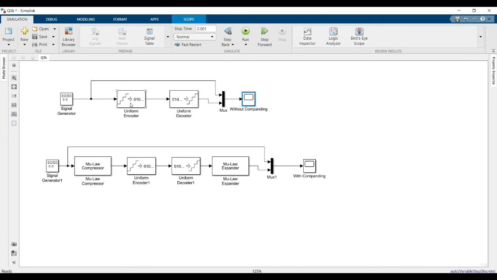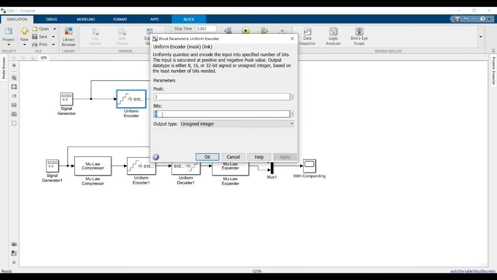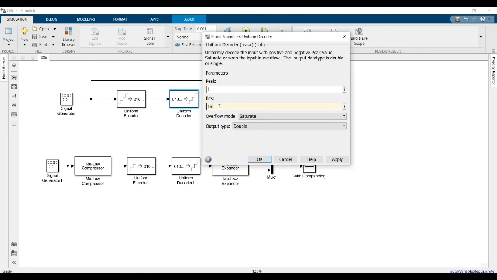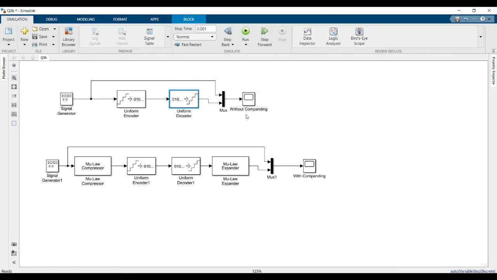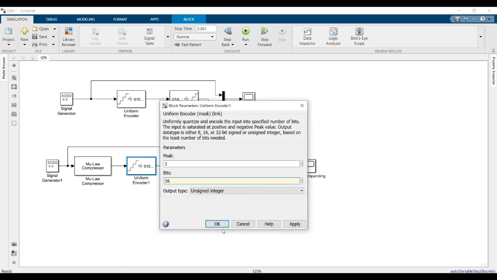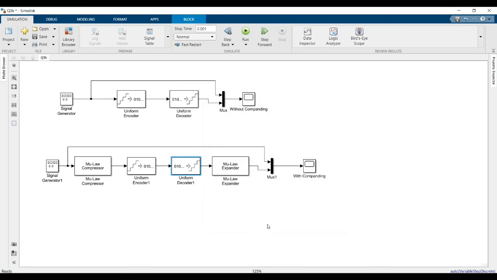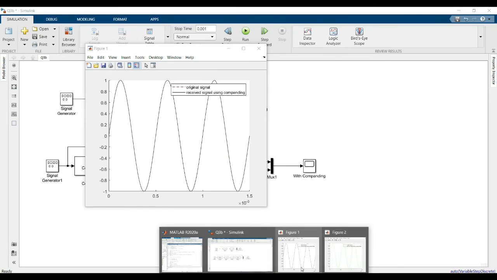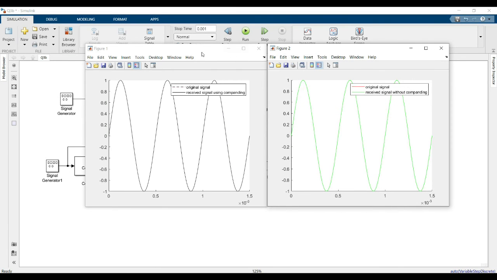Next, we will do the quantizing level of 16. We just change the number of bits in the uniform encoder and uniform decoder to 16 for the quantized signal without companding. For our companding received signal here, we also change the uniform encoder and decoder to 16 bits. When we run it, we get the quantized signals of quantizing level 16. Here is the received signal using companding, and here is the received signal without companding. From the result, we know that the received signal is highly correlated to the quantizing level. That's all from this exercise.